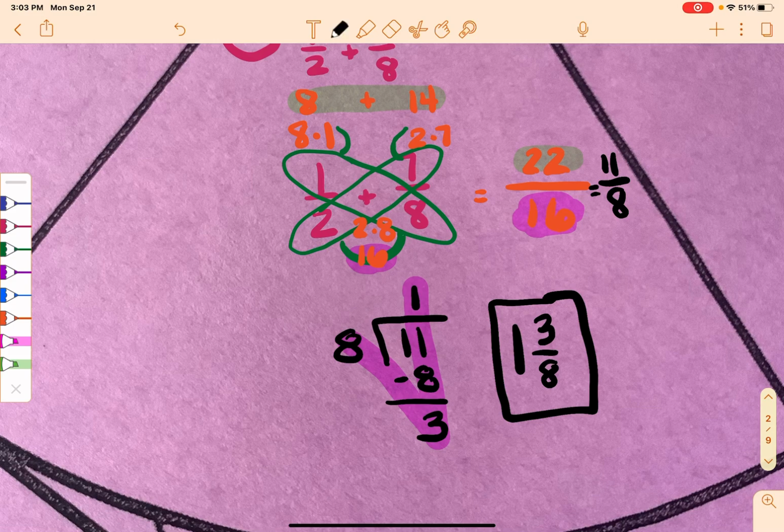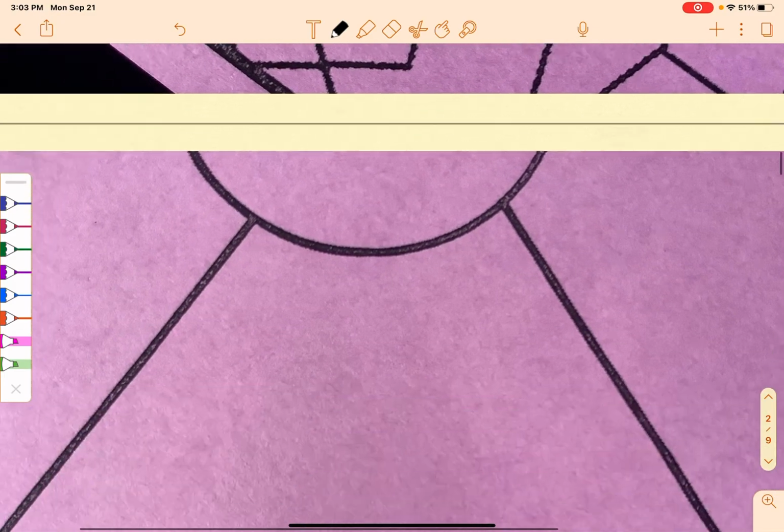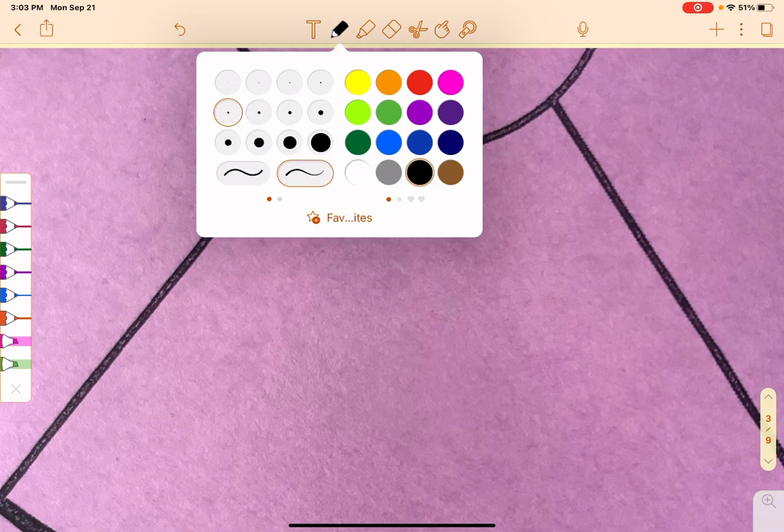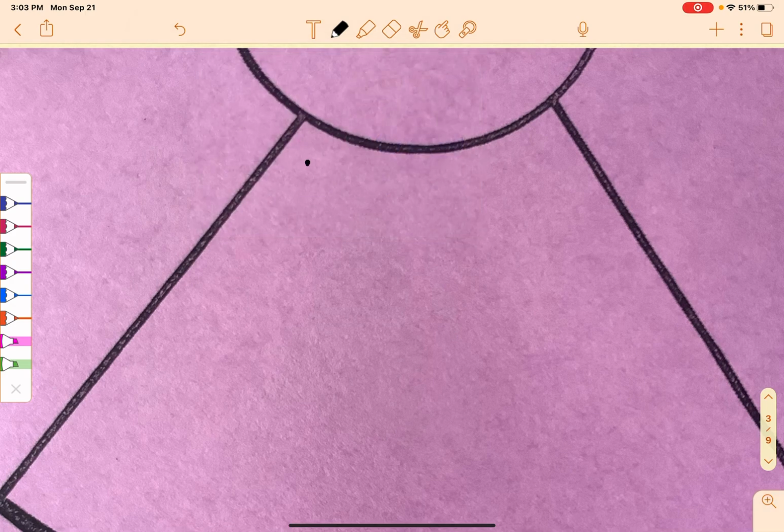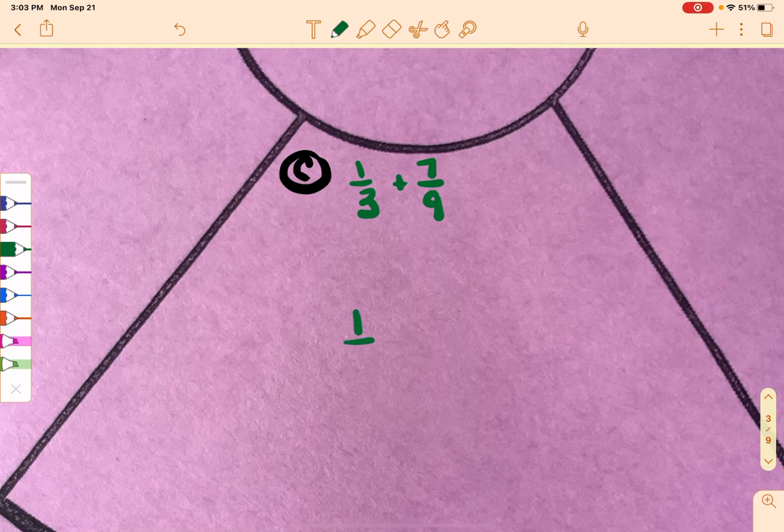Okay, let's go to C. So for C, 1/3 plus 7 over 9. And I'm going to bring this down so I have enough room to do the butterfly method. And I'm going to go ahead and set up the butterfly.